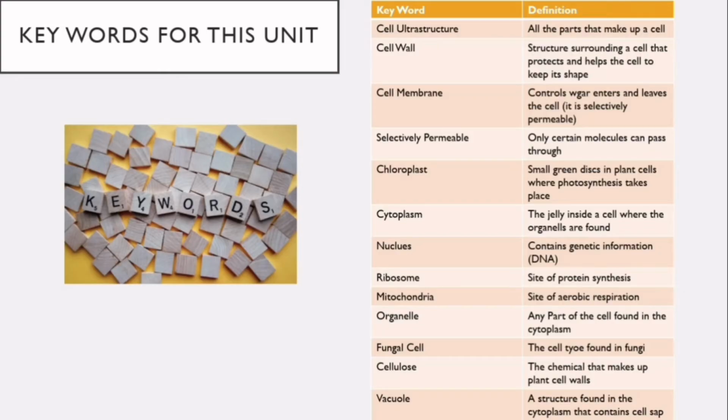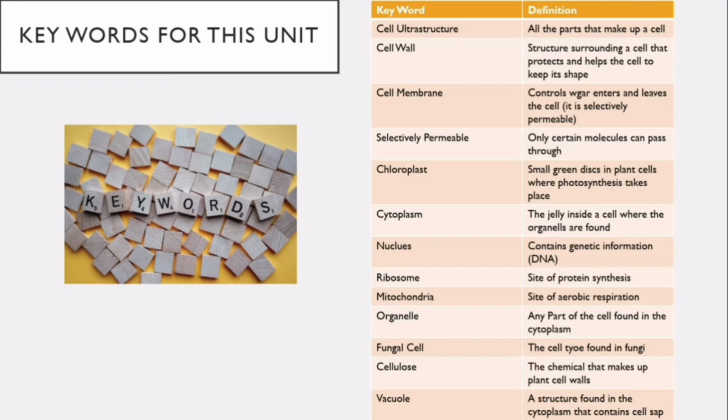There are a few keywords for this unit that you're going to need to know about. We've got a little list going on about cell ultrastructure. This is all the parts that make up a cell. A cell wall is the structure surrounding a cell that protects and helps the cell to keep its shape. The cell membrane controls what enters and leaves the cell. This is selectively permeable. Selectively permeable means that only certain molecules can pass through. A chloroplast is the small green discs in a plant cell where photosynthesis takes place. Cytoplasm is the jelly inside a cell where the organelles are found.